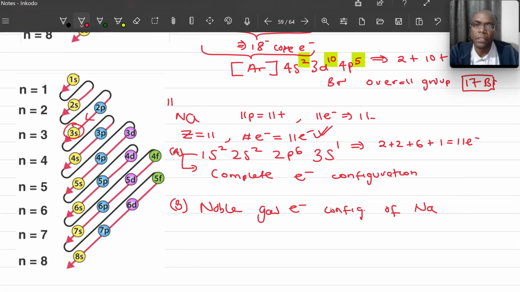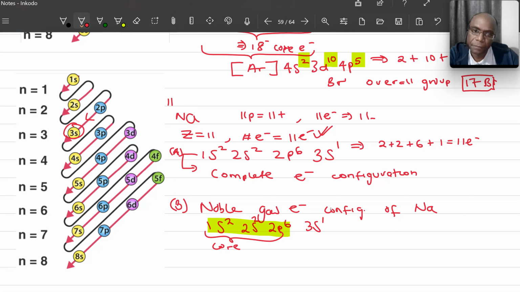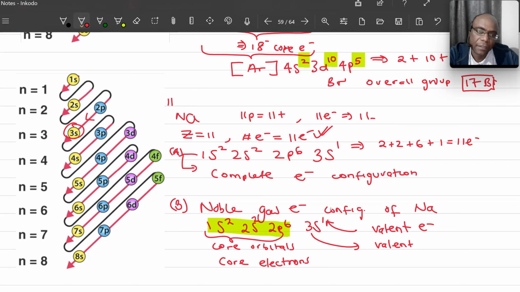Okay, so now this is the answer that you should get. Firstly, write the complete electronic configuration, and then identify all the filled up shells, which will be these. We call those core orbitals, and the electrons in them are called core electrons. This is going to be the valence electron, and the third shell is going to be called the valence shell.